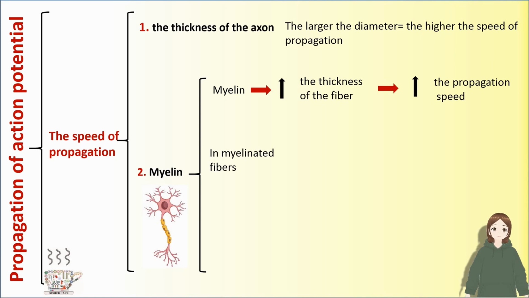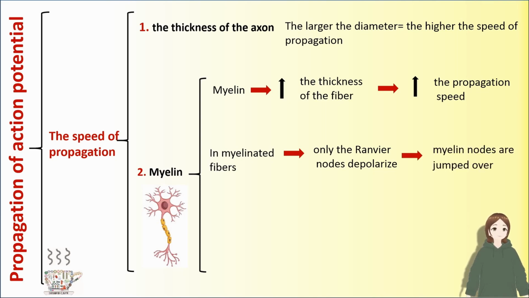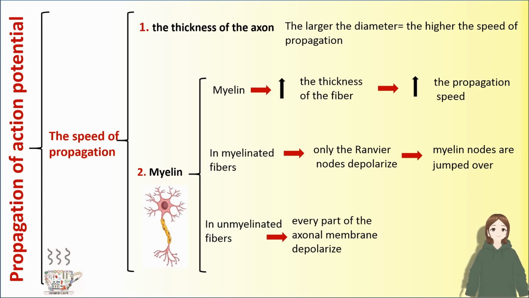In myelinated fibers, only the nodes of Ranvier depolarize, and myelinated parts are jumped over. In unmyelinated fibers, every part of the axonal membrane depolarizes. It makes the propagation slower.